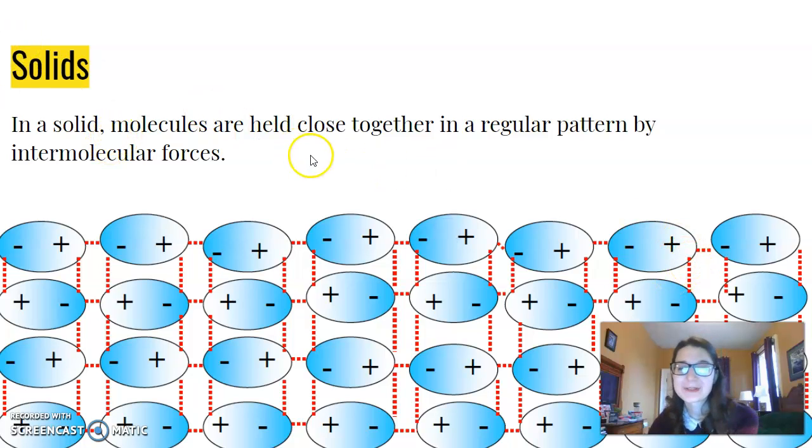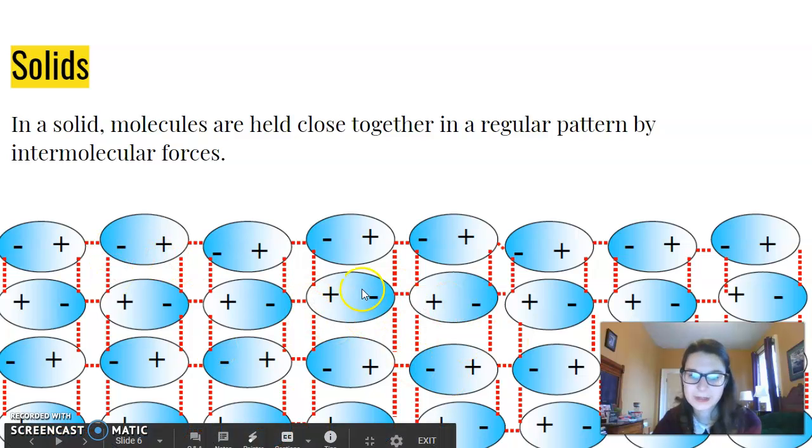So in solids, molecules are held close together in a regular pattern by intermolecular forces, which are depicted as the red dotted lines here. Okay, so these are all intermolecular forces. They line up in a regular pattern. Negative poles are attracted to the positive poles of other molecules, and it results in a strong dipole-dipole attraction that maintains the organization of this structure.